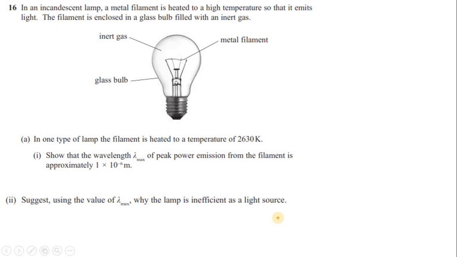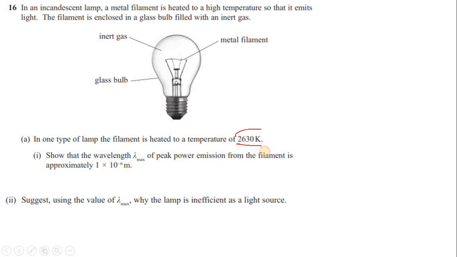In an incandescent lamp, a metal filament is heated to a high temperature so that it emits light. The filament is enclosed in a glass bulb filled with an inert gas. In one type of lamp the filament is heated to a temperature of 2630 Kelvin. Show that lambda max, the wavelength of the peak power emission from the filament, is approximately 1.1 times 10 to the power minus 6 meter.